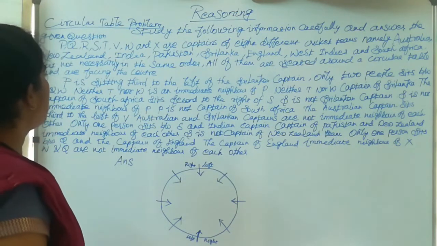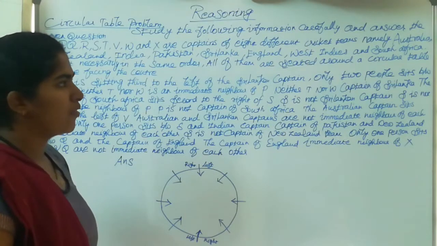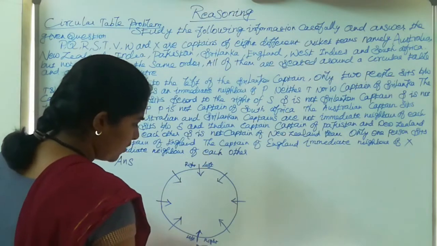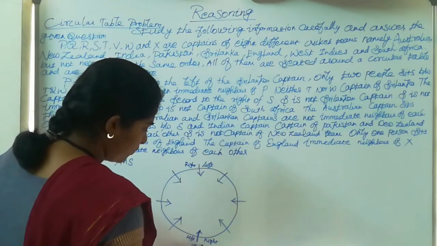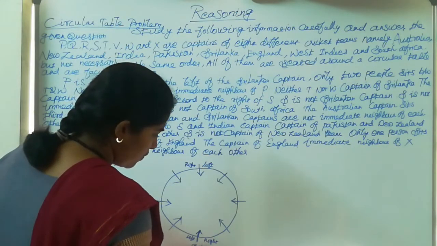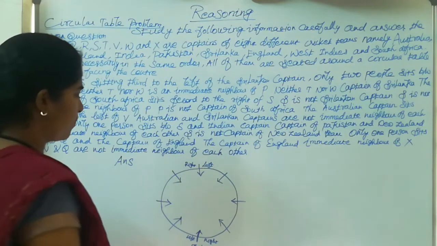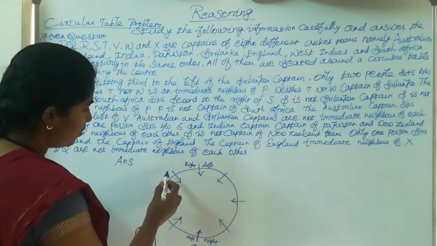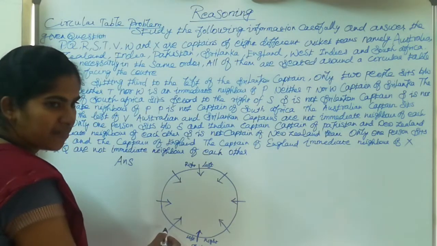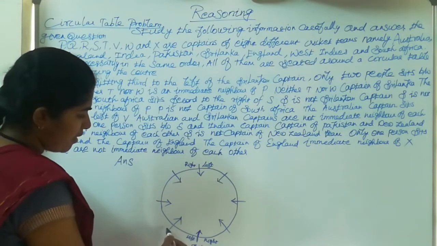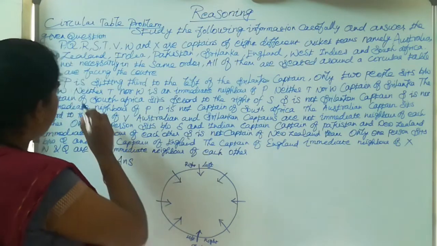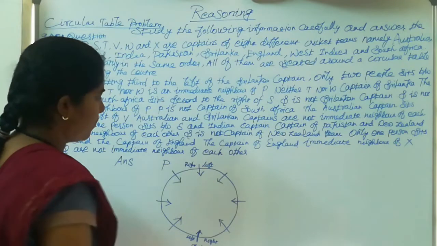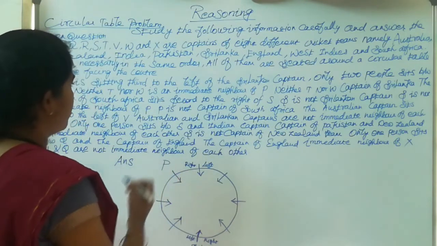Conditions. P is sitting third to the left of the Sri Lankan captain. I take the Sri Lankan captain here. P sits third to the left, counting from the immediate neighbor on the left: 1, 2, 3. So P is sitting third to the left of the Sri Lankan captain.